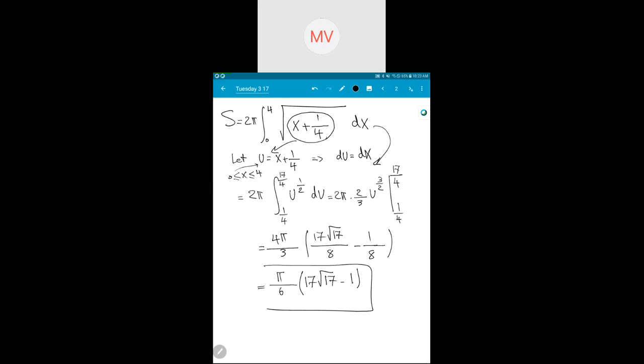So why did the limits change? Why aren't they 0 to 1/4? Because we changed the variable of integration. The variable of integration was x. Now we're doing u. So how does that correlate into those limits?